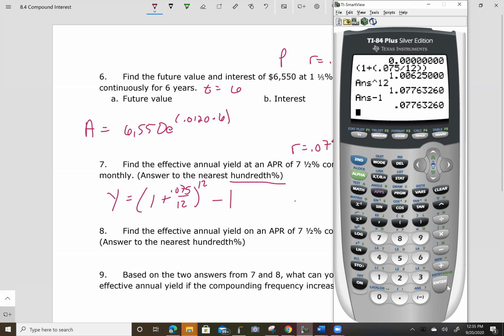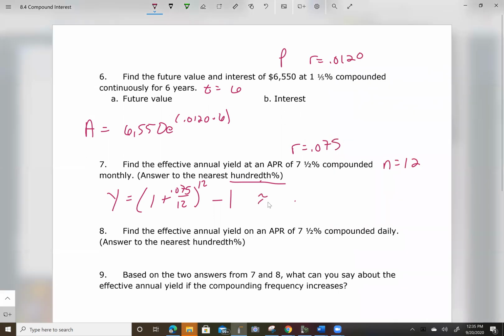So my annual yield is 7.76%. Sorry about that, you guys, with the calculator.